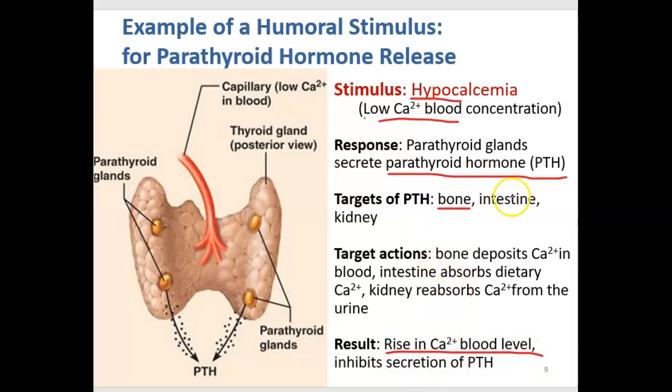But in addition, parathyroid hormone can act on our intestines to make sure that any dietary calcium we eat is absorbed into the bloodstream. And it also acts on the kidney to make sure that no calcium leaves with the urine. So the kidney will reabsorb any calcium and not let it go into our waste, the urine. So that's an example of a humoral stimulus.